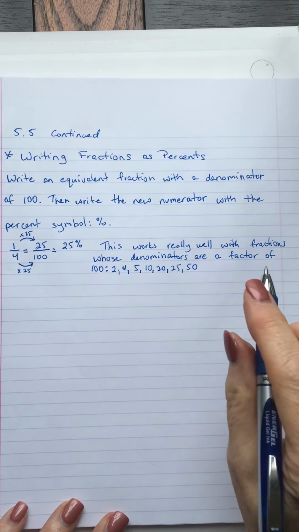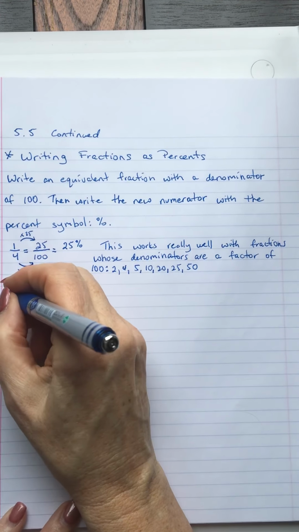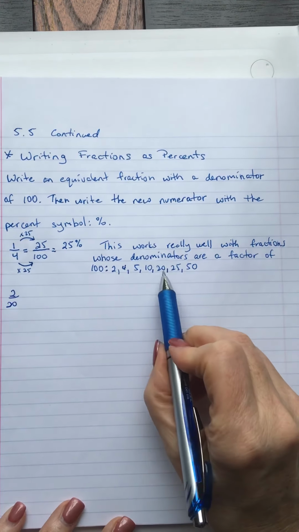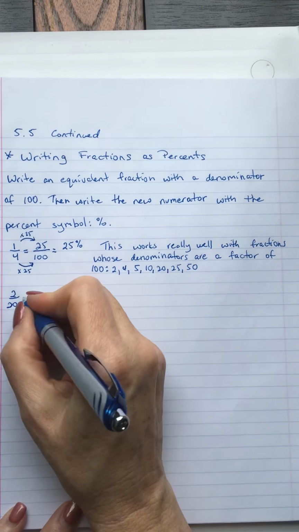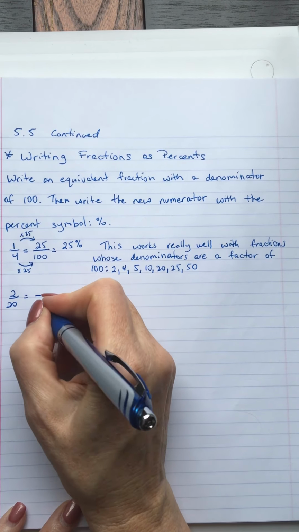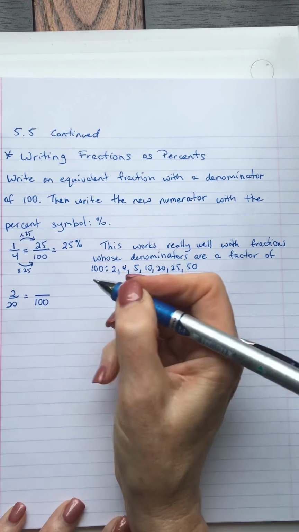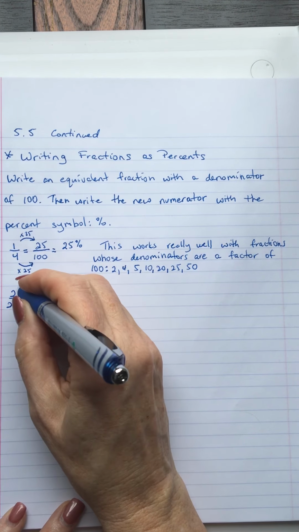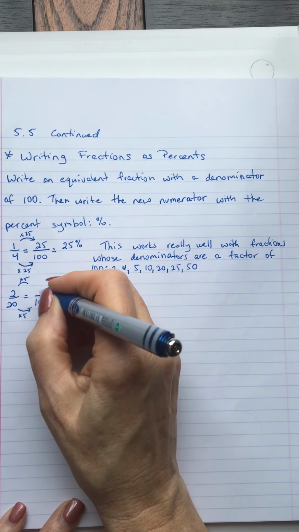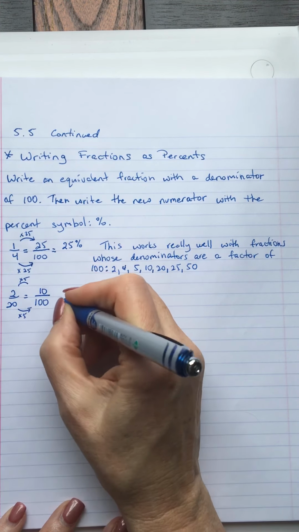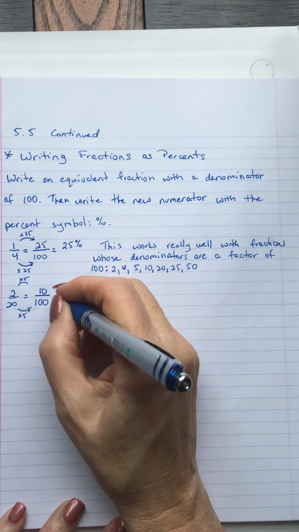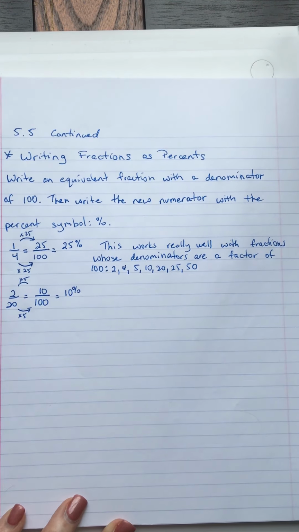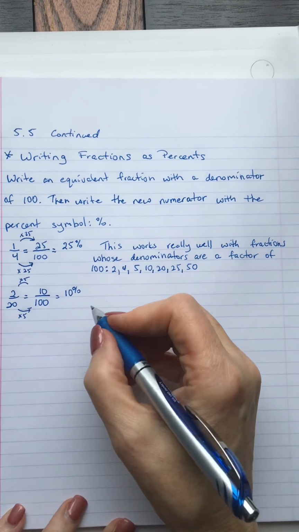Okay, let's do another one, like for example, 2/20. So that denominator of 20 easily goes into 100. And we will multiply by 5. And we get 10 over 100, we just take the numerator and write it as a percent. It equals 10%.